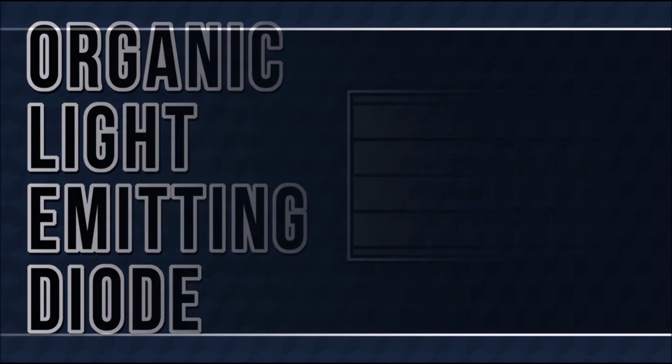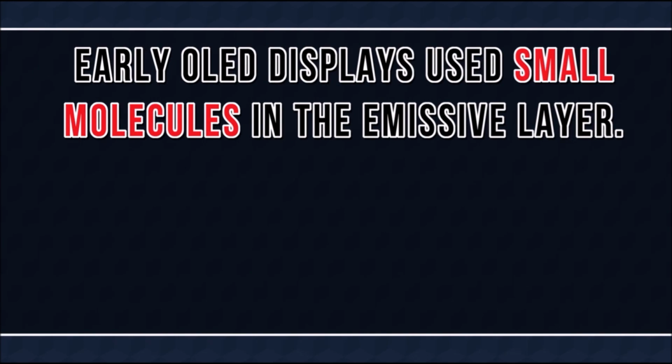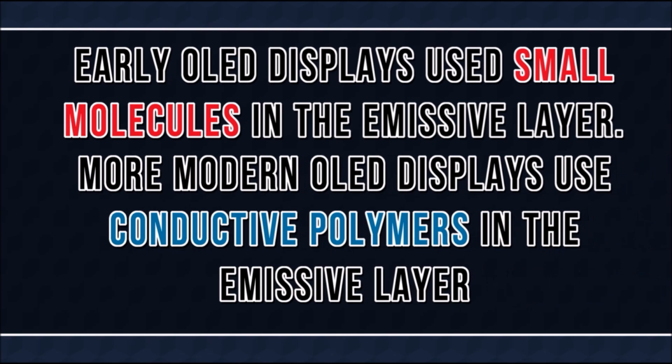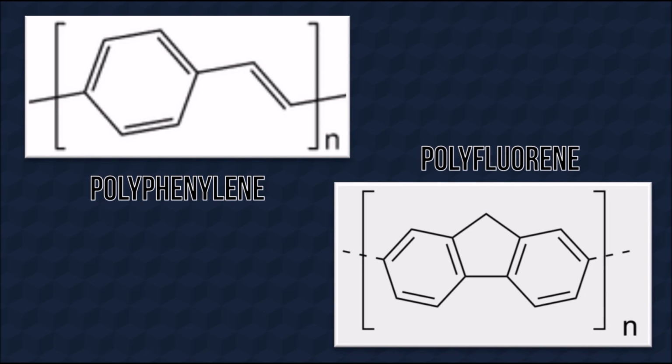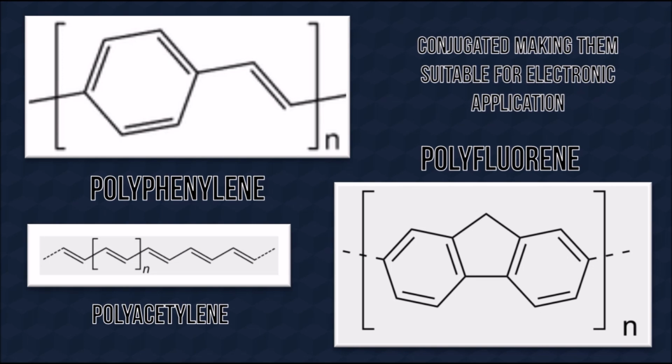Early OLED pixels in the late 1980s used small molecules in the organic layer, but as research in conductive polymer electroluminescence advanced, the first polymer-based OLED, or PLED, displays began to appear, and they are now the most common type of OLED displays. Typically, derivatives of the conductive polymers, polyphenylene and polyfluorene, are used in the organic layer of OLED pixels. You can see that similar to polyacetylene, polyphenylene and polyfluorene are conjugated, allowing them to be electrically conductive.